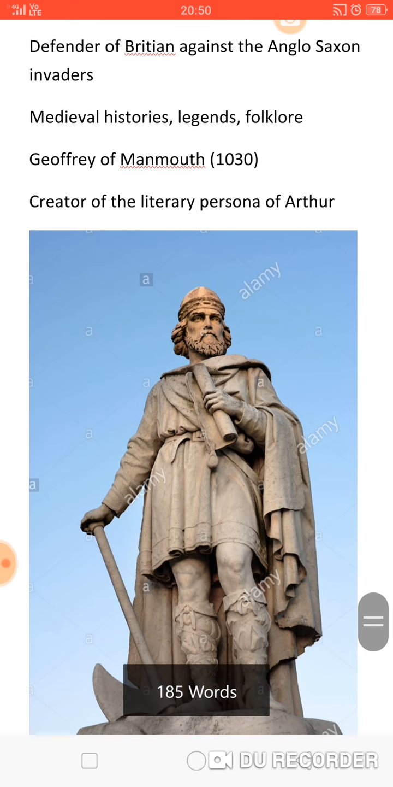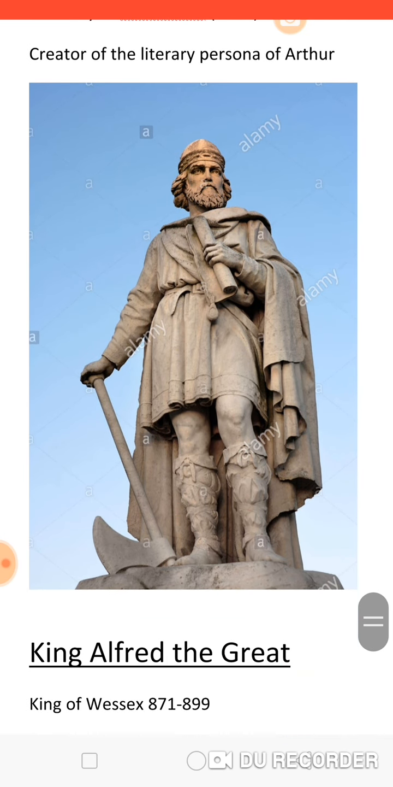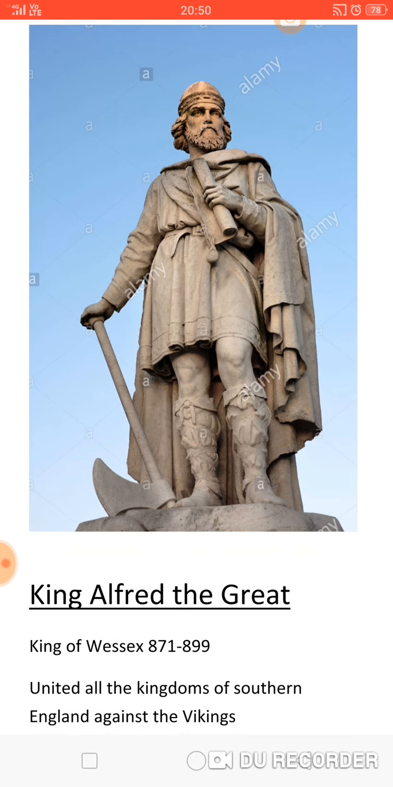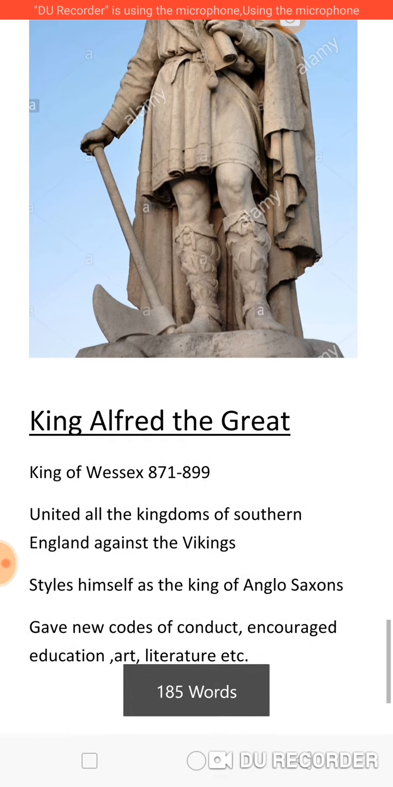And the other person is King Alfred the Great. In fact, among all the kings of England, he is the only king who comes with the name the Great. He was the king of Wessex, and he ruled there from 871 to 899 AD. He is called Alfred the Great because he united all the kingdoms of southern England, because they had to fight against the Vikings. And as I told you, the Vikings were very ferocious and violent invaders. They all knew that they had to be united to oppose the Vikings.